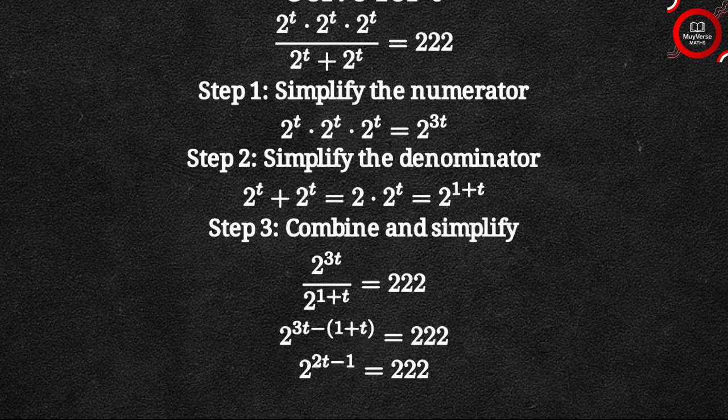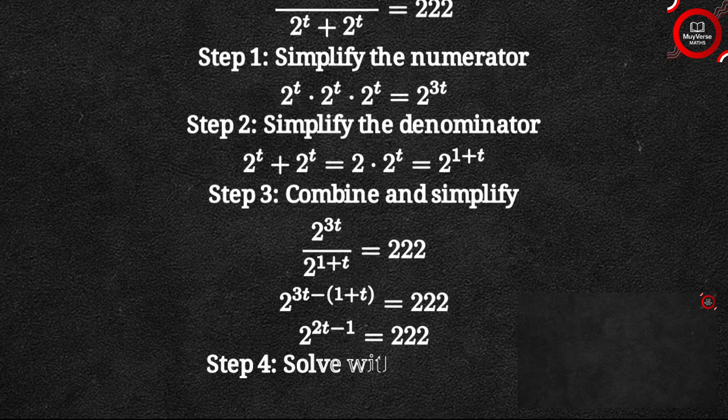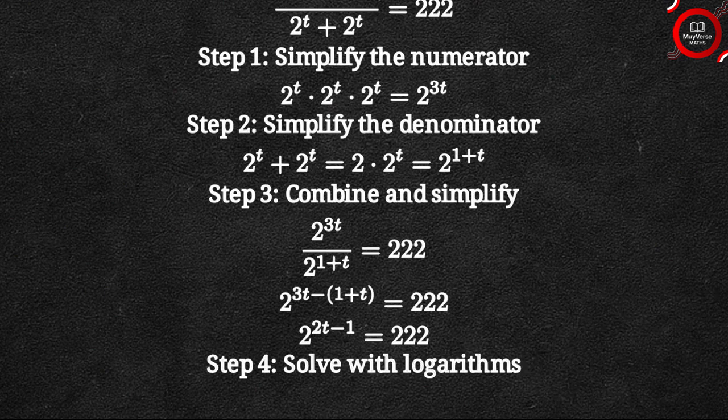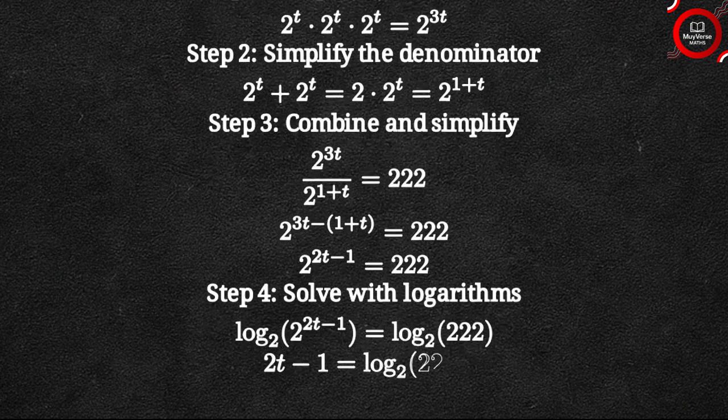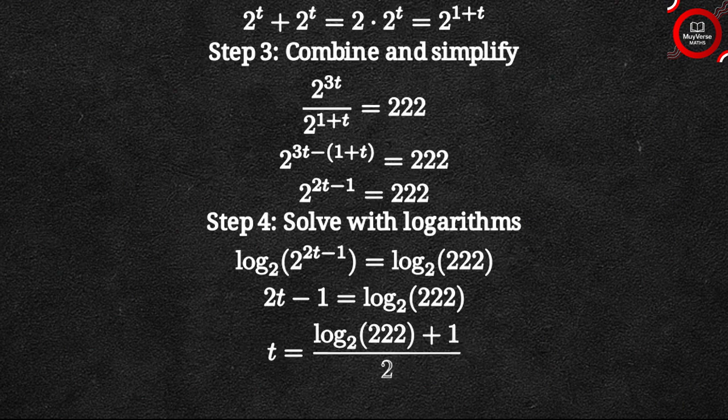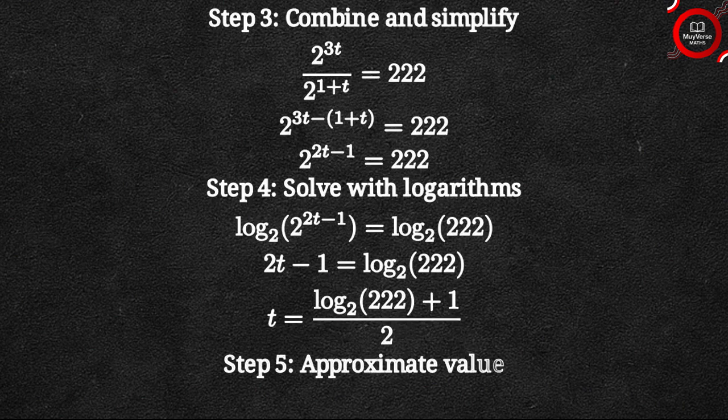Step 4. Use logarithms to solve for the exponent. Taking log base 2 of both sides gives 2t minus 1 equals log base 2 of 222. Then solve for t. Step 5. Calculate an approximate value. Log base 2 of 222 is about 7.794. So t is about 4.397.